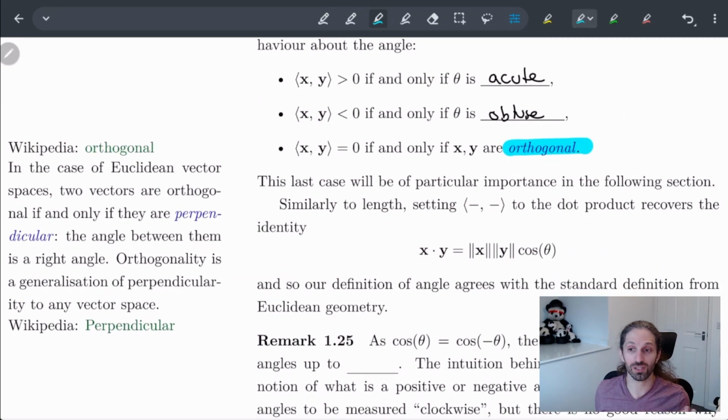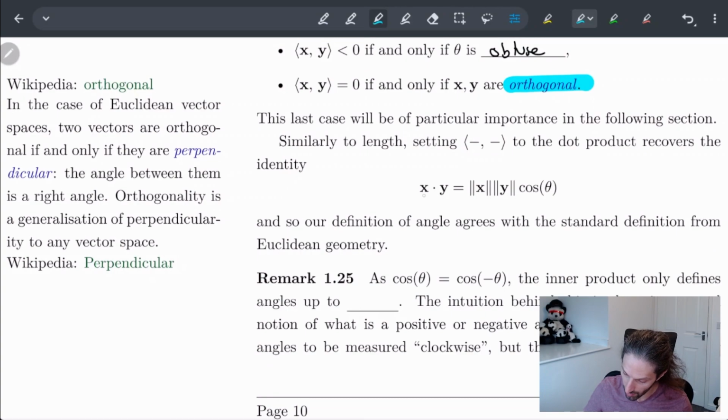Well, this is really just coming from the original dot product. So the dot product, another way to see this is it's just the norm of x, the length of x, times the length of y, times cosine of theta. So it really is coming from the standard definition of it.